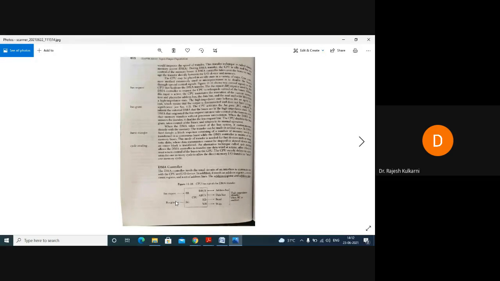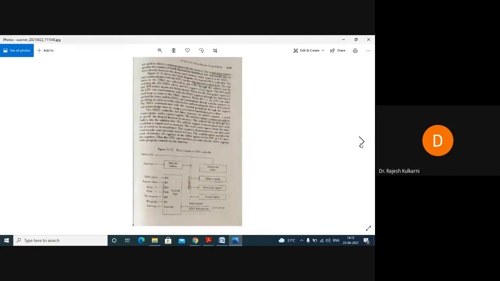This was our DMA controller. Hope you remember that. In a DMA controller, DMA will be doing all the data transfer and the CPU will be kept idle. For that, bus request and bus grant signals are used. So this is the DMA select, register select, control signals, and these are the registers in the DMA controller: address register, word count register, control register. For example, word count will tell how many words are to be transferred, and so on.